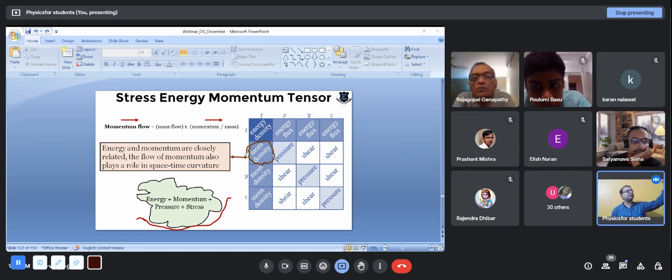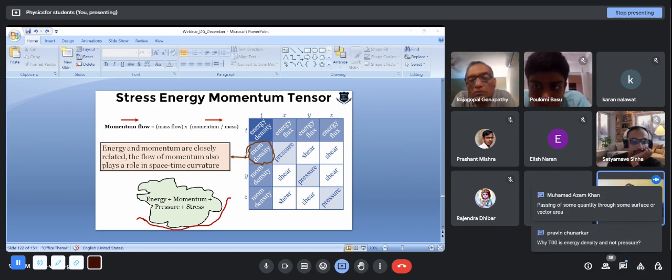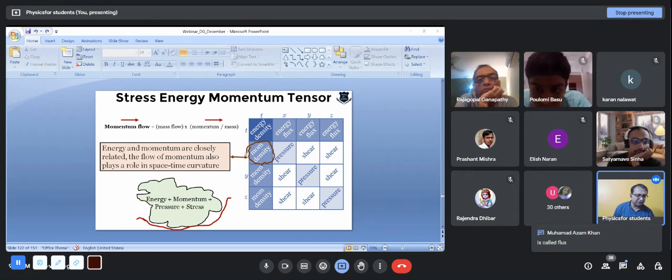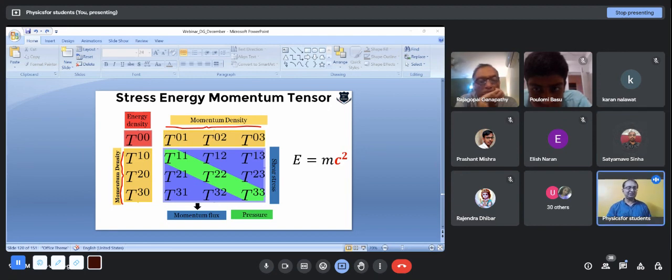Absolutely. You can think, Elish, in this way: the ray of sunlight streaming across your window, that is called the flux. Flux has many calculations, etc. Why is T001 energy density and not pressure? Yeah, very good question. Is it right, sir? Yeah, flux is directly proportional to the number of field lines passing through a given area. Absolutely. This is a technical one.